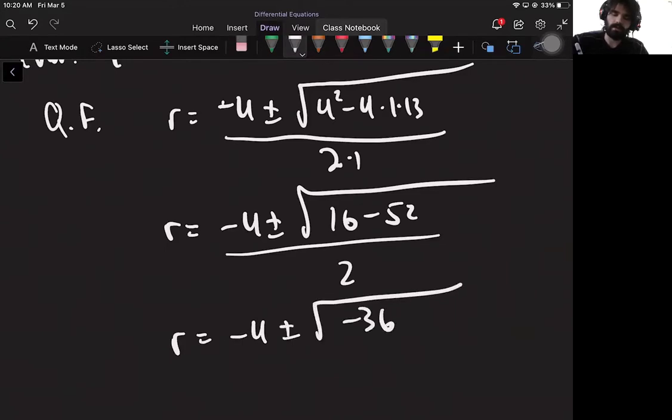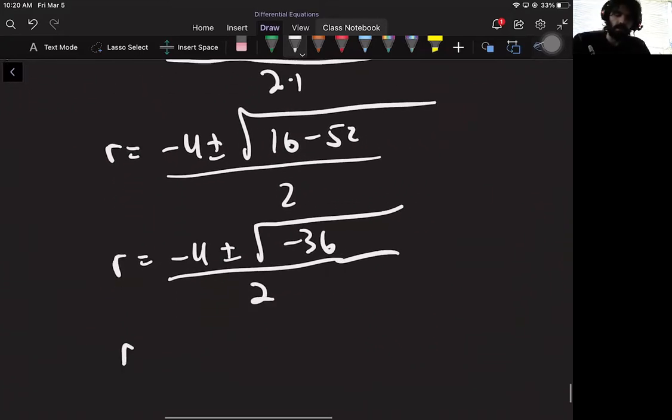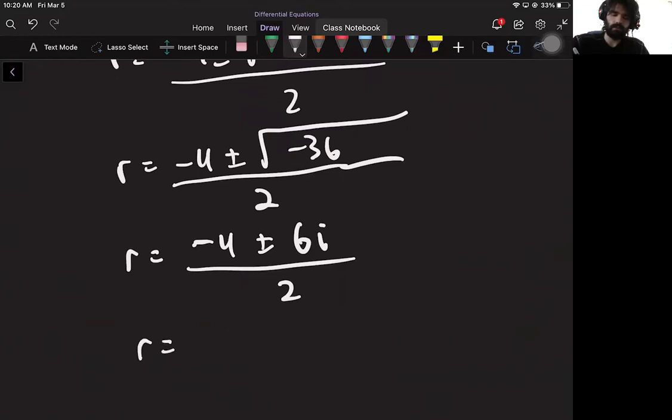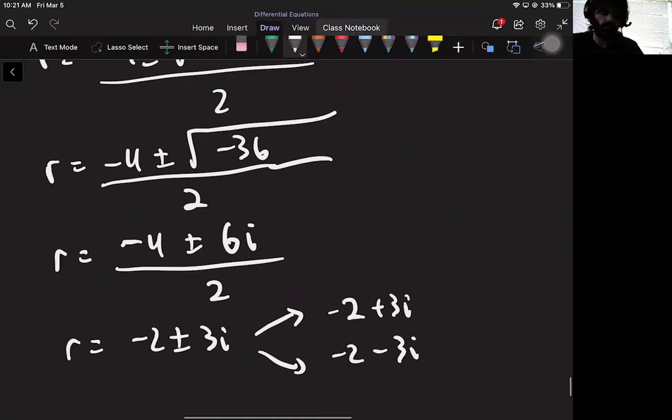So now we see where the complex numbers come in because I get a square root of a negative there. So that becomes plus or minus 6i over 2. I can cancel the 2 with the 4 and the 6 to get negative 2 plus or minus 3i. So my two r's are negative 2 plus 3i, negative 2 minus 3i. They're called conjugates again because of the plus and the minus. And so my two values of r are these. So now I'll plug them in. Call them r1 and r2.